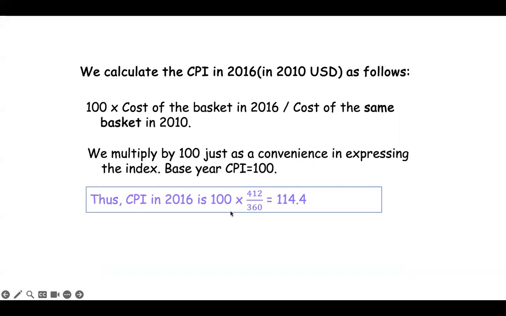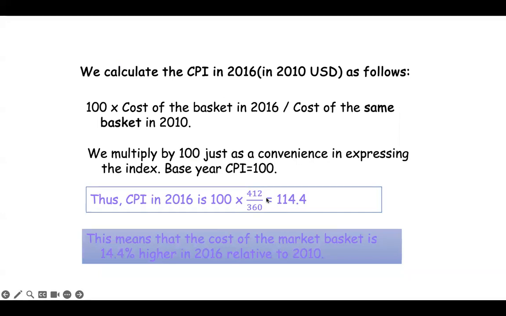Now notice this is the gross growth rate, which means if we want to have the growth rate, we have to subtract 100. So what this is telling us is that the CPI in 2016 is 114.4. That means that relative to the base year of 2010, the cost of the representative basket of goods has increased by 14.4%. And so that's why, instead of just saying the CPI is 412, we say the CPI is 412 over 360 times 100. So we can read right away the percentage increase.